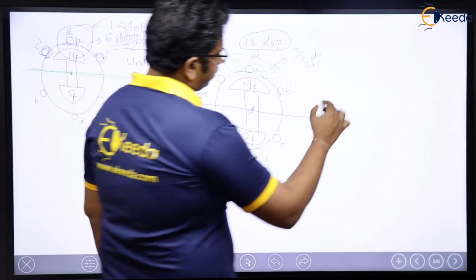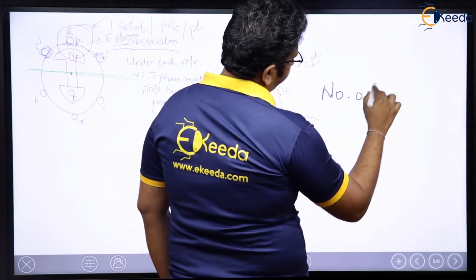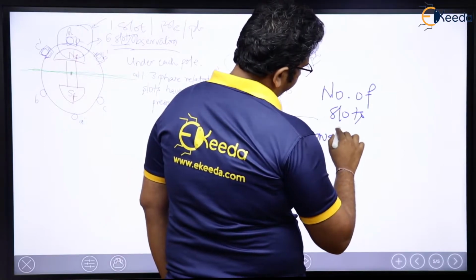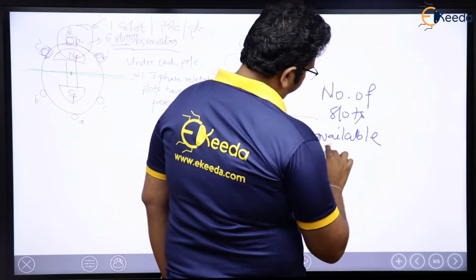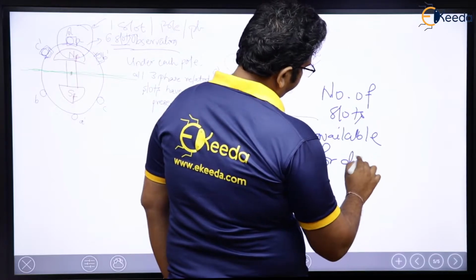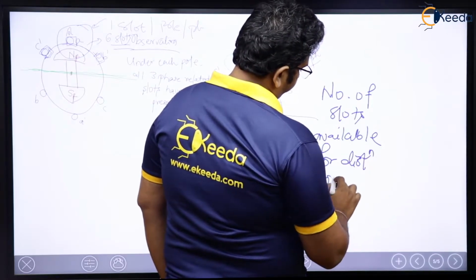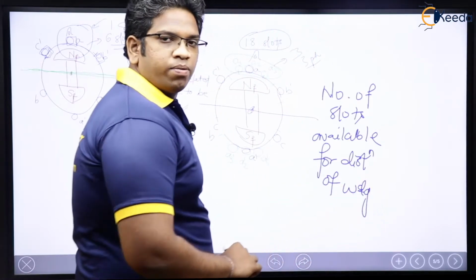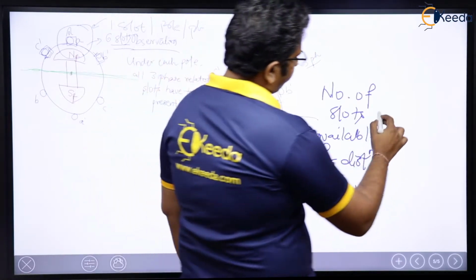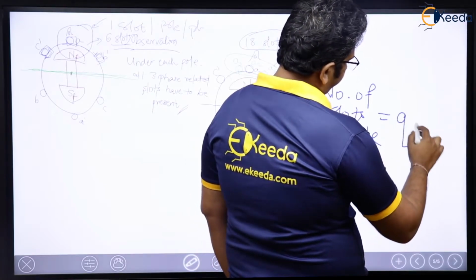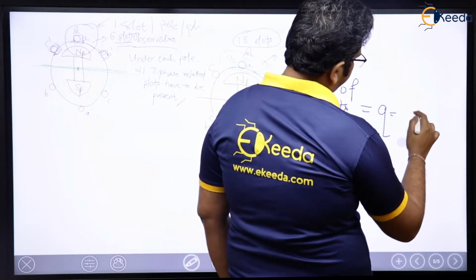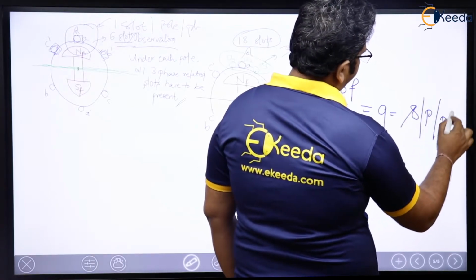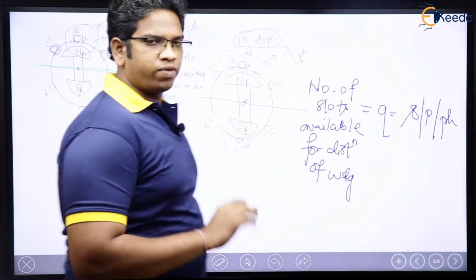or we can say that the number of slots available for distribution of winding is going to be given by Q, which is equal to slots per pole per phase. This is called slots per pole per phase. What is that? Let us see.